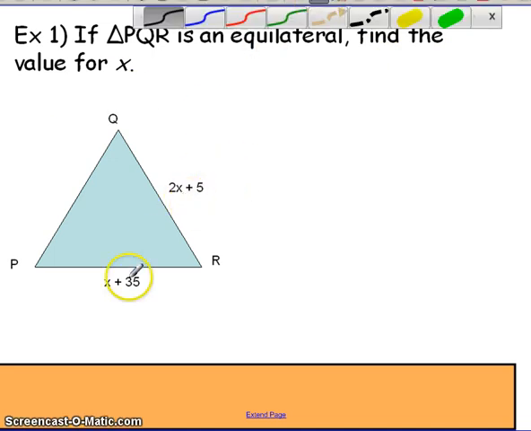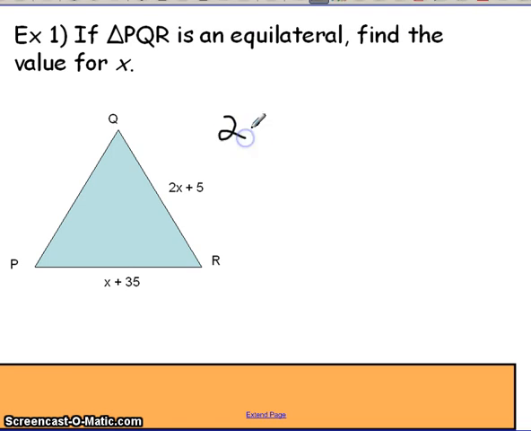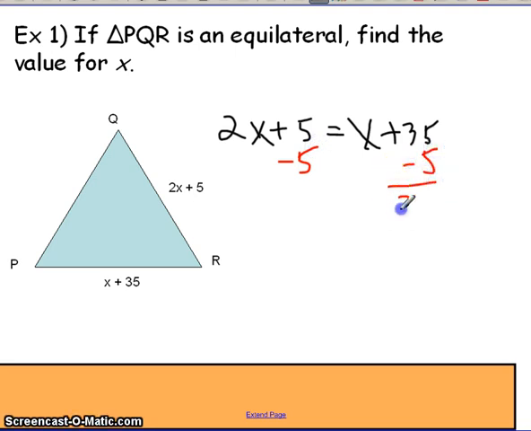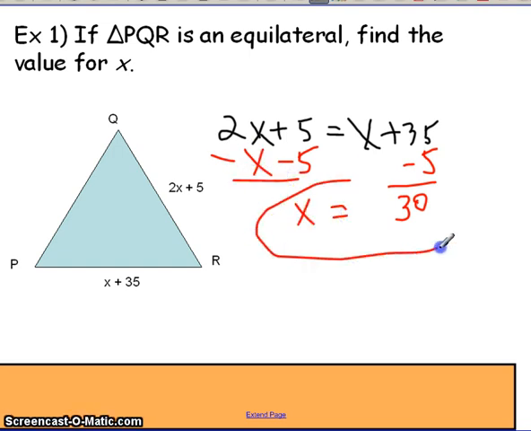So we're going to set these two things equal because we know that they're the same length because it's an equilateral triangle. So I'll have 2x plus 5 equals x plus 35, and that will allow me to solve for the x. So I need to move the 5 over, so I can just subtract the 5. So 5 from 35 is going to be 30. Now I'm going to subtract the x, so that's going to give me x. So it looks like x is 30.